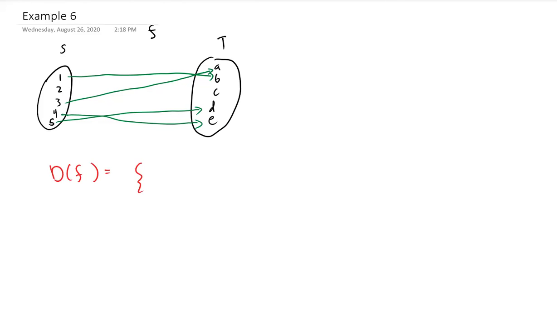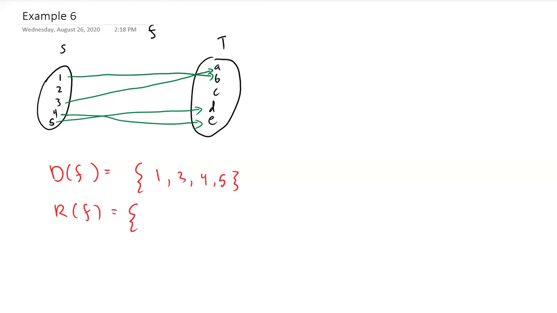And basically all of them are mapped to something except 2, right? So the domain is 1, 3, 4, 5. Similarly, what's the range? Now we look at the subset of T of all elements of T that have something mapped to it. Well, A has something mapped to it, so does B, so does D, and so does E. The only element of T that has nothing mapped to it is the element C. Right? So that's not included in the range, but everything else is.